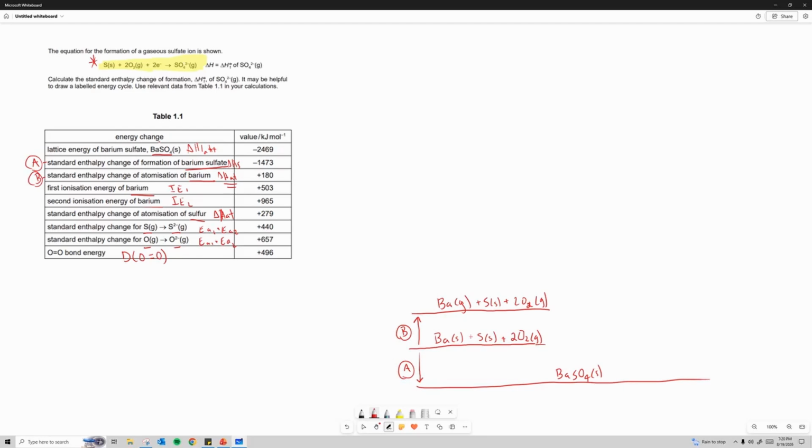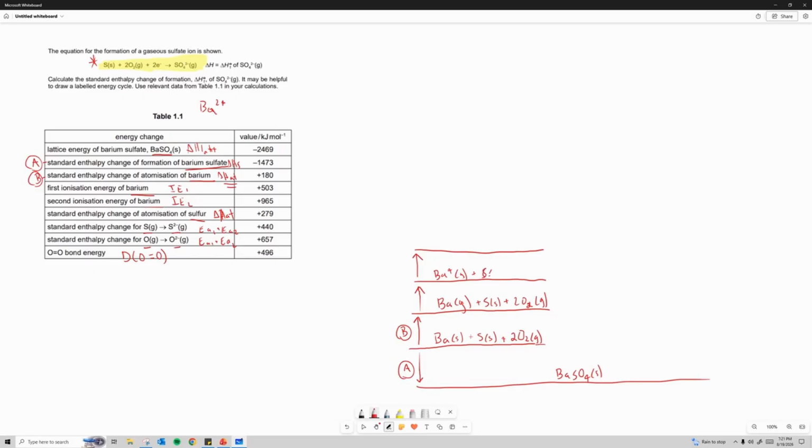Now, if you remember, because sulfate is 2-, barium being a group 2 element is also a 2+ ion. Meaning that when I ionize the barium, I'm not going to have to do it once. I'm going to have to do it twice. So I'm going to do it again. So barium is going to get ionized into Ba plus gas.